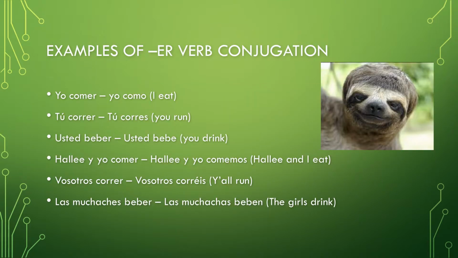So if we have a couple of verbs to conjugate, such as comer, which is to eat, correr, which is to run, or beber, which is to drink, we have some examples here. Yo comer would be yo como. Tu correr would be tu corres. Usted beber would be usted bebe. Hali y yo comer would be hali y yo comemos. Vosotros correr would be vosotros corréis. And las muchachas beber should be las muchachas beben. So pretty simple. You drop your ER ending and then you add those various endings.